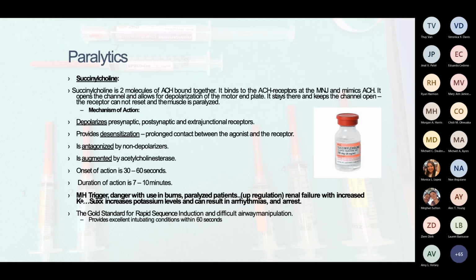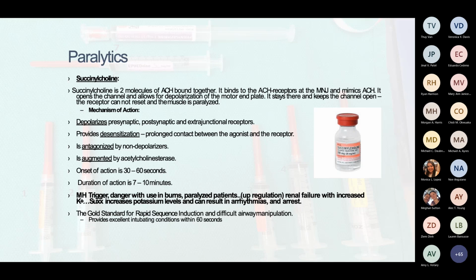As far as your dosing, you'll see there's quite a bit of variety there, but generally it's going to be 1 to 2 milligrams per kilogram for induction. As far as for treating laryngospasm, usually it's going to be 10 to 20 milligrams total. Usually it's supplied as 20 milligrams per ml in a 10 ml vial.